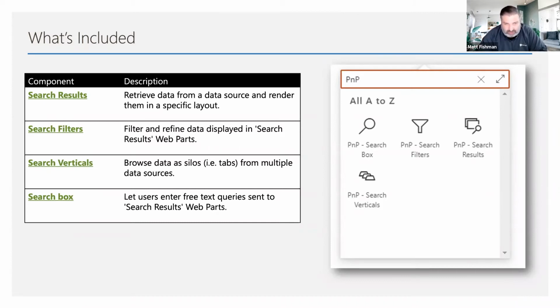And then, of course, the search box. The search box is pretty much where you put your search query. Now, you can use the search results web part without a search box by just putting your query right into that web part, which we'll show you in a second.